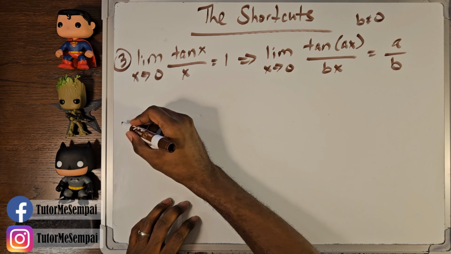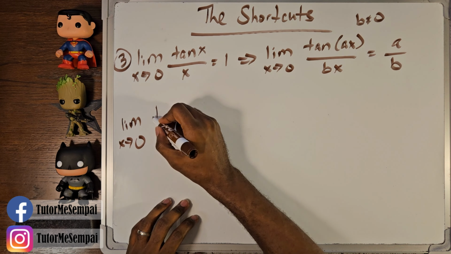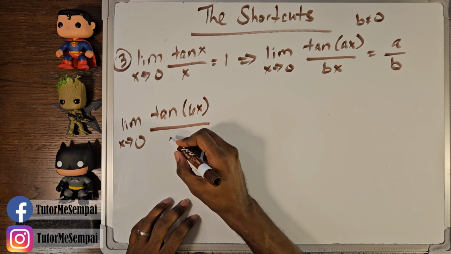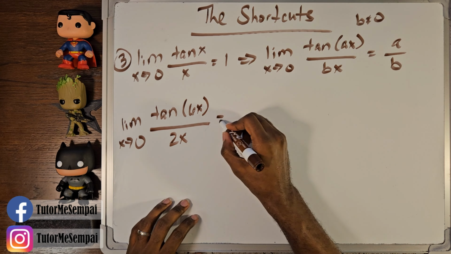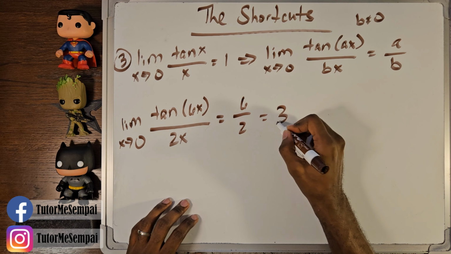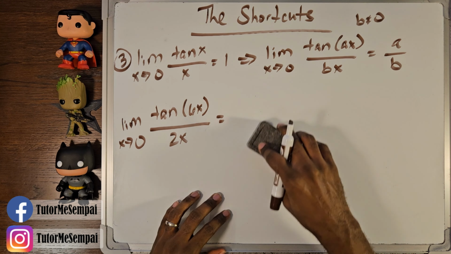Let's say we had this limit here. The limit as x goes to 0 of tangent of 6x over 2x. Now, this is saying that this should be 6 over 2 or just 3. Keep that in the back of your mind. Let's make sure we're getting that.